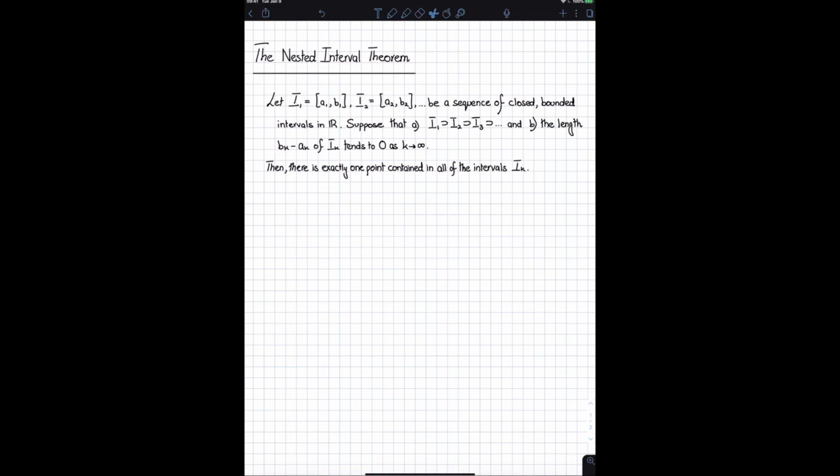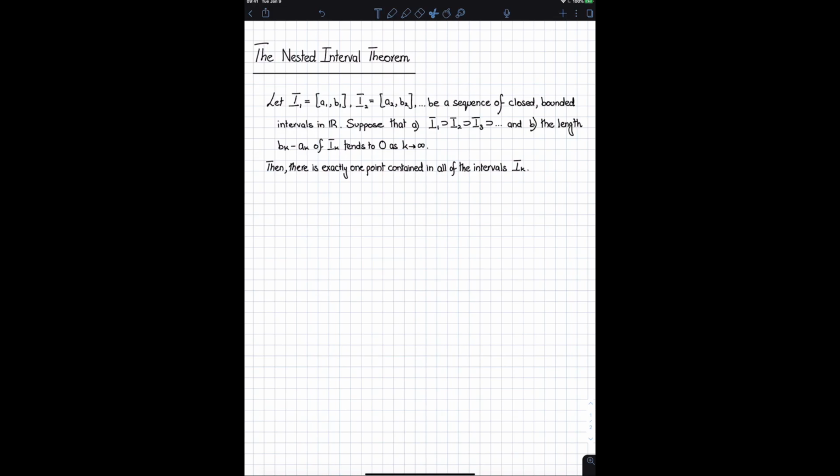Hi guys. So in this video, I am going to present the proof for the nested interval theorem. This video and the next couple of videos will in fact serve as lemmas for a different proof that I want to present, that is the proof of the Bolzano-Weierstrass theorem. There are a few different lemmas that we need to prove before we can prove that theorem, and this is the first of those lemmas.